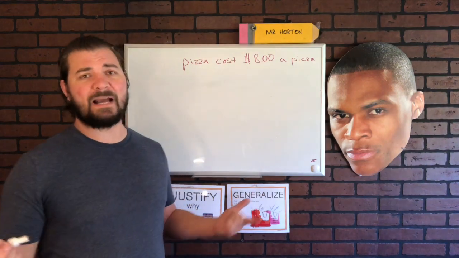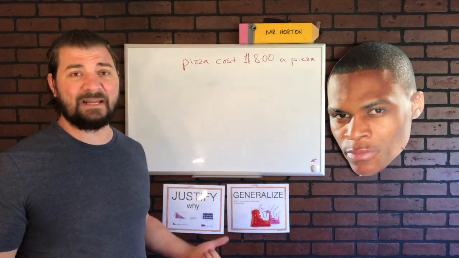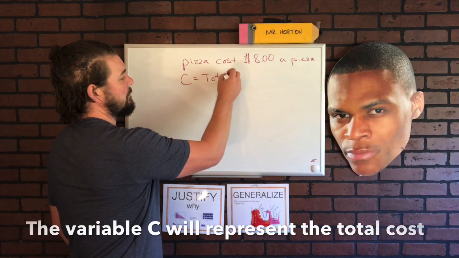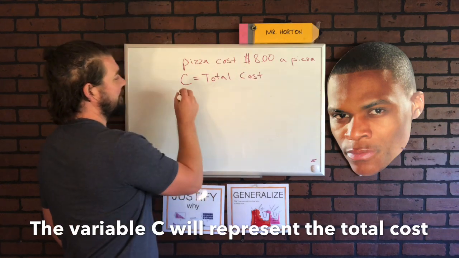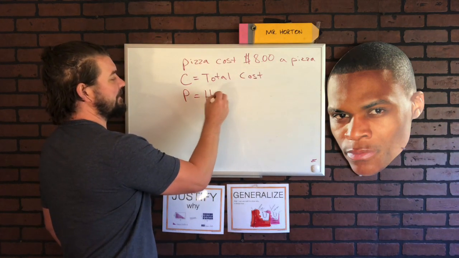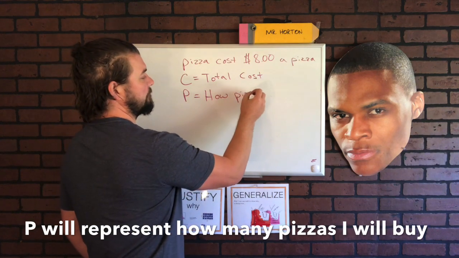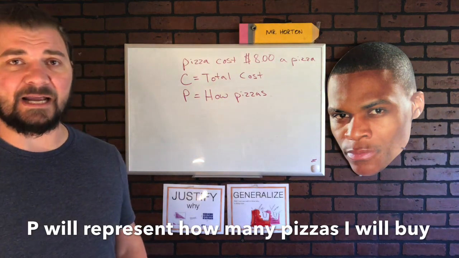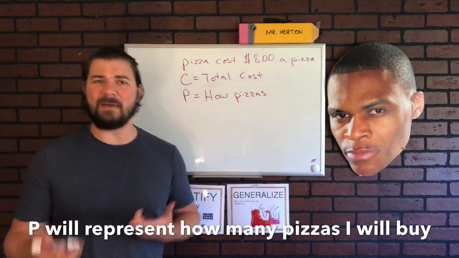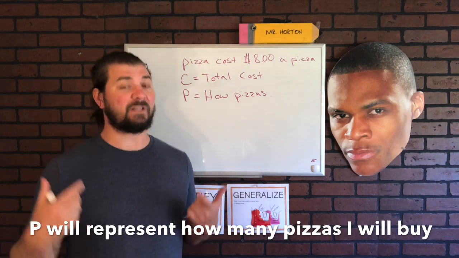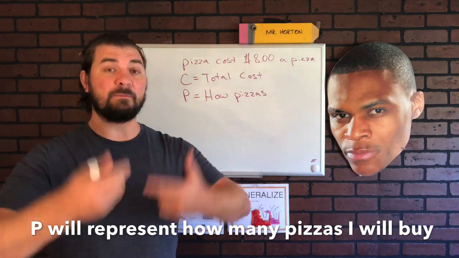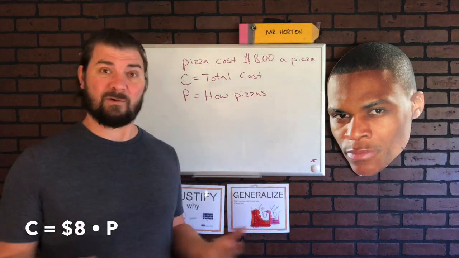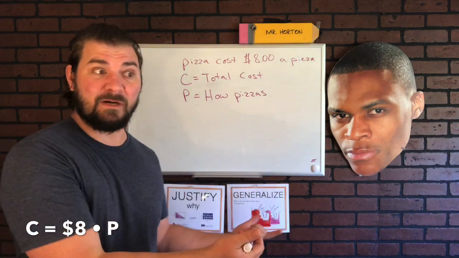So let's say I want to buy these pizzas, but I don't know how many. All I know is that C is going to equal my total cost, and P is going to equal how many pizzas. So how many pizzas am I going to buy and the total cost? How do I make this into an equation? Well, I'm really thinking how much money is it going to cost? That's what's important in this, because I don't want to not have enough money, but I better have enough money to pay for the pizzas.